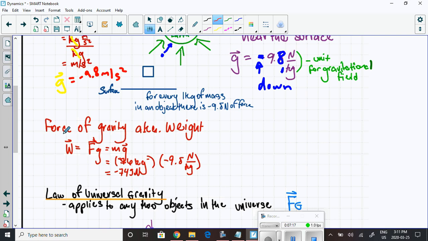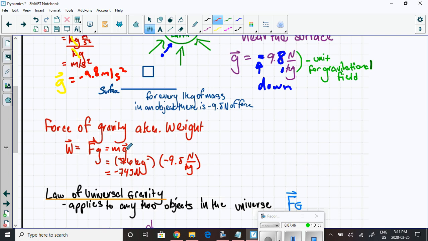Now, this force of gravity, especially near the surface of the Earth, goes by another name. It goes by the name weight, which is a very common term that you've heard before. So in terms of an equation, we're saying weight, a vector, it has a magnitude and a direction, is equal to the force of gravity. A vector has a magnitude and a direction, and it is equal to the mass of the object times the gravitational field strength near the surface of the Earth.